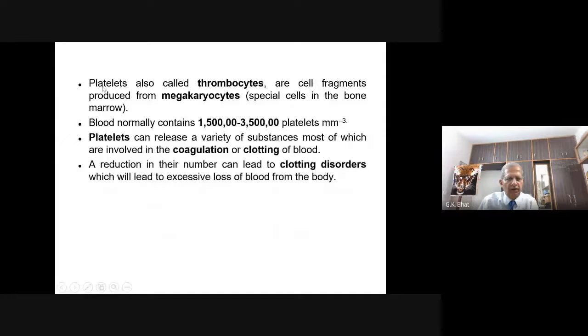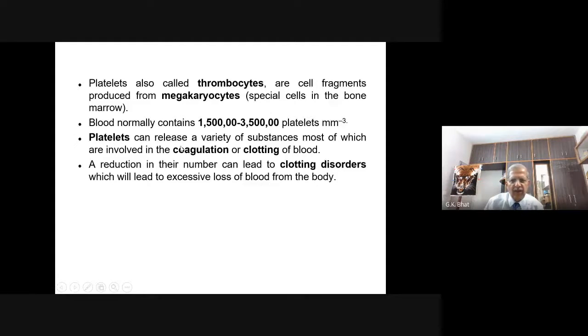Now let us come to the platelets. Platelets are also called thrombocytes. These are cell fragments produced from megakaryocytes. Mega means large. Karyocytes are special cells found inside the bone marrow. Platelets, otherwise called thrombocytes, are produced inside the bone marrow. Generally, our blood contains 1,50,000 to 3,50,000 platelets per cubic millimeter of blood.